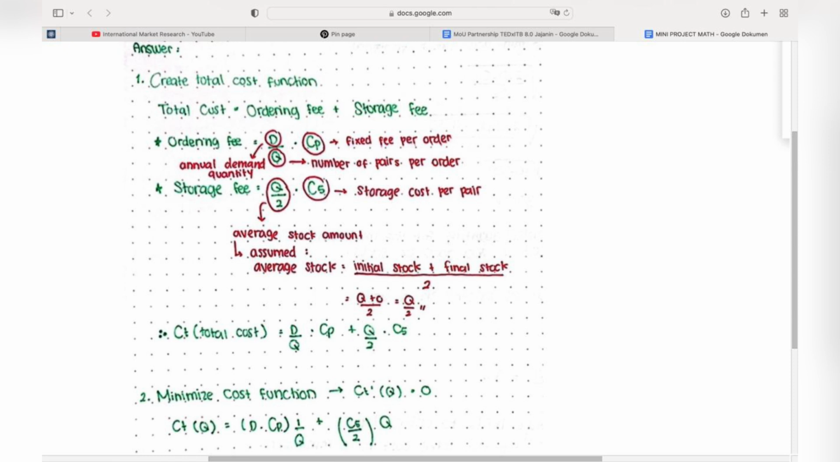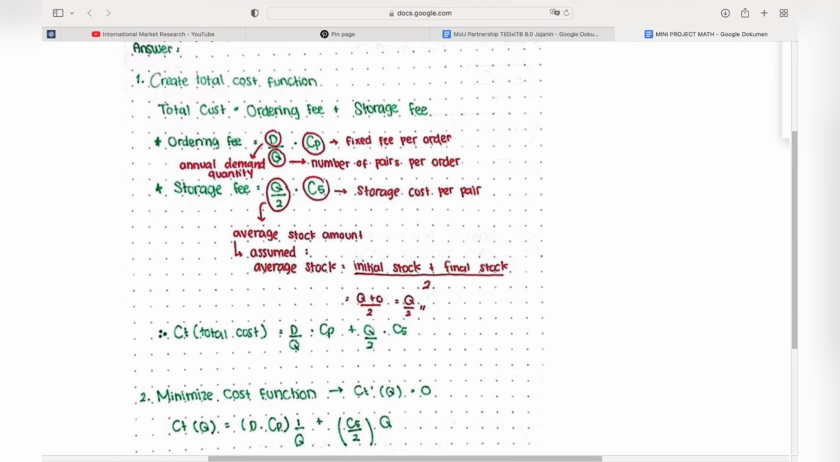The first step is to create the total cost function. The total cost function can be found by adding the ordering fee and the storage fee. The ordering fee is equal to D per Q multiplied by CP, where D is the annual demand quantity, Q is the number of pairs per order, and CP is the fixed fee per order.